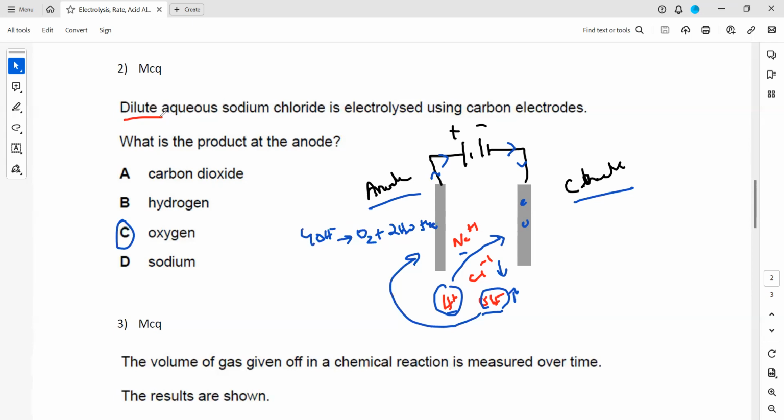Because in the question it is mentioned aqueous solution. The term aqueous means it contains H+ and OH- ions. And sodium chloride means it contains Na+ and Cl- ions.